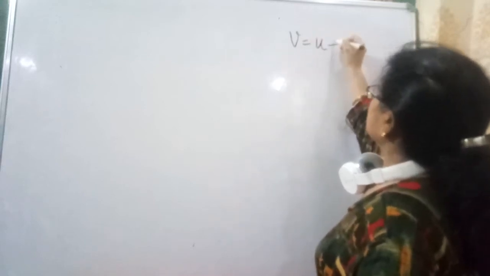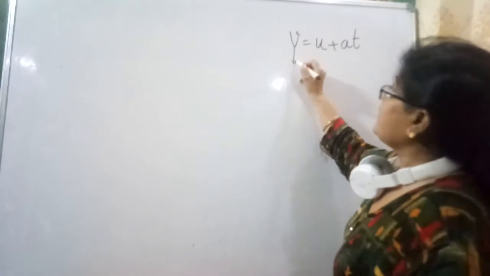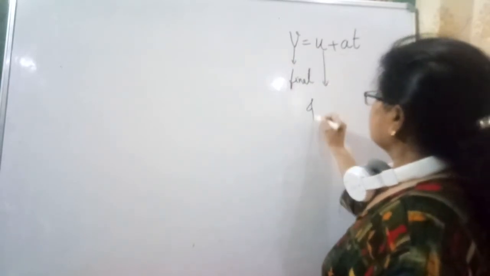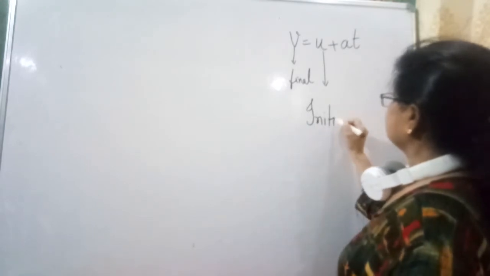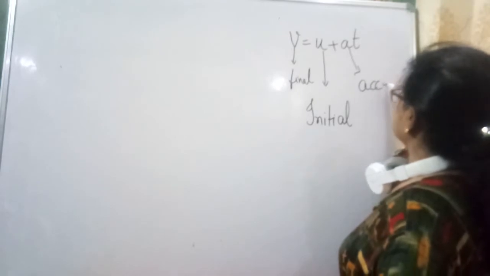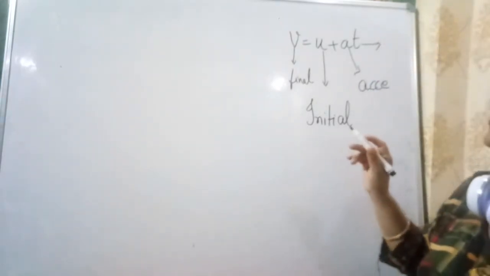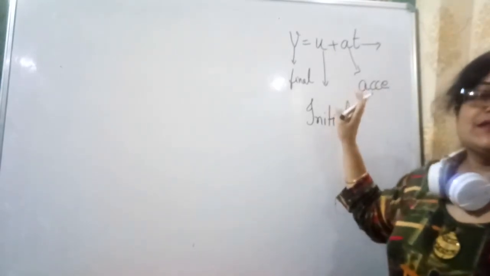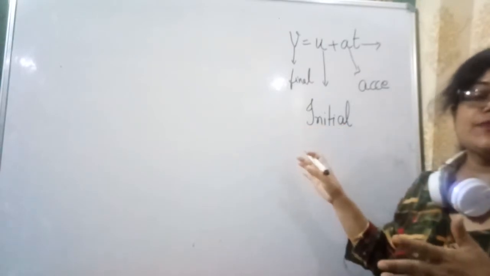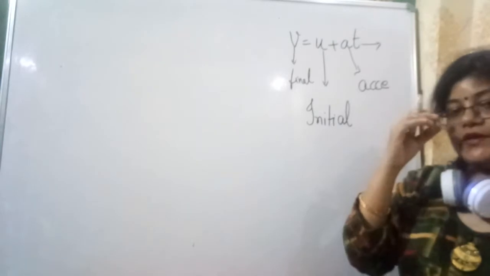v equals u plus at, where v is the final velocity, u is the initial velocity, a is the acceleration, and as we know t is the time. Now this is Newton's first equation of motion, and in this video I am going to explain how you can derive this equation of motion graphically.